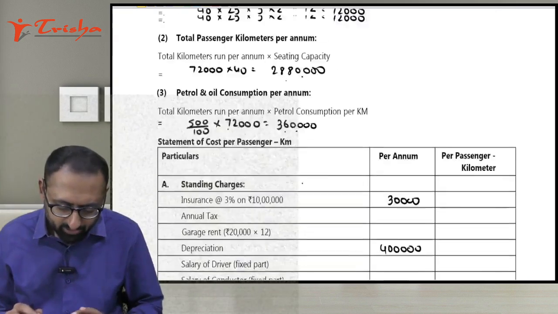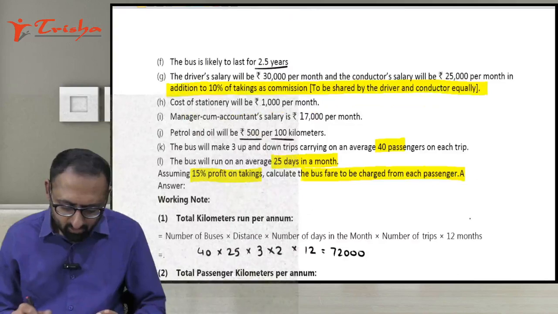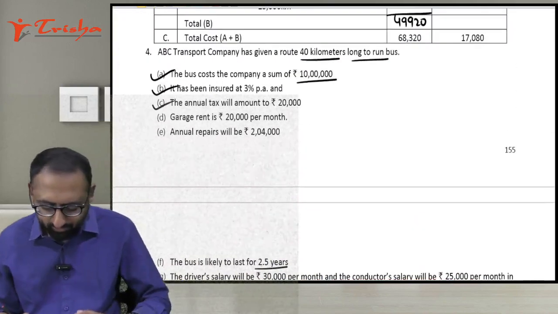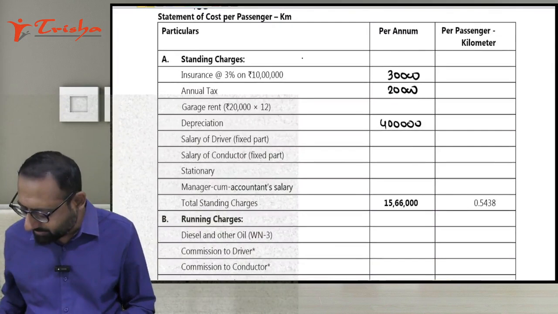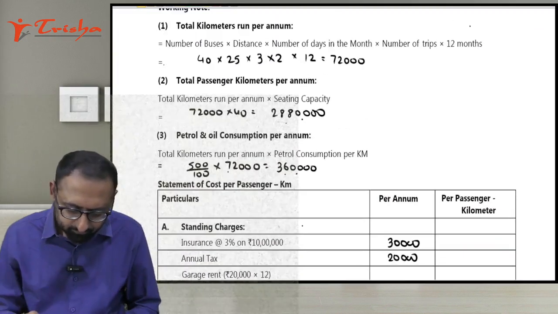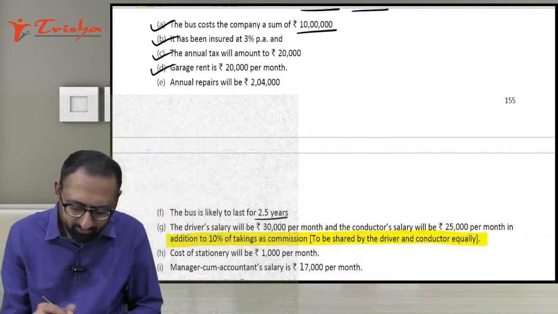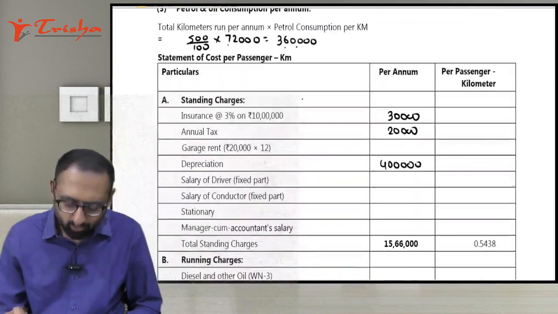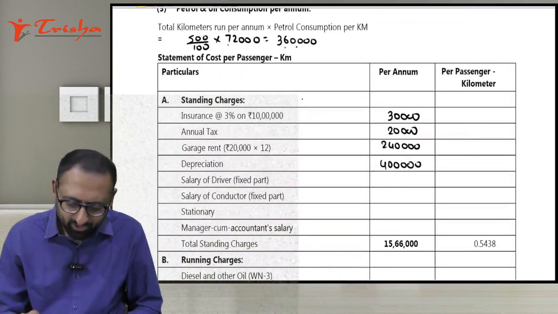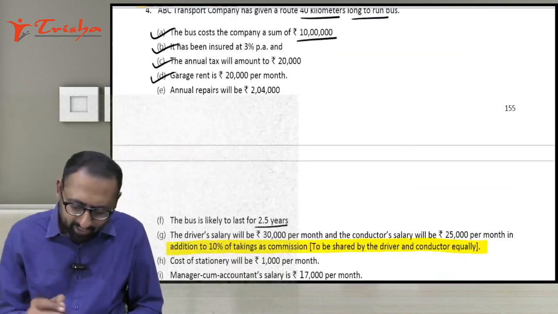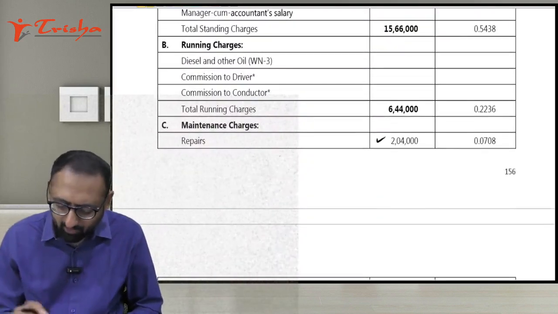Next one, after that insurance cost, let's move ahead. Annual tax is also given. Let's see how much is your annual tax. 20,000 rupees is your annual tax. Next one. Garage rent is also given, 20,000 per month. So 20,000 into 12, 2,40,000. Let's move ahead. Annual repair will be 2,04,000.